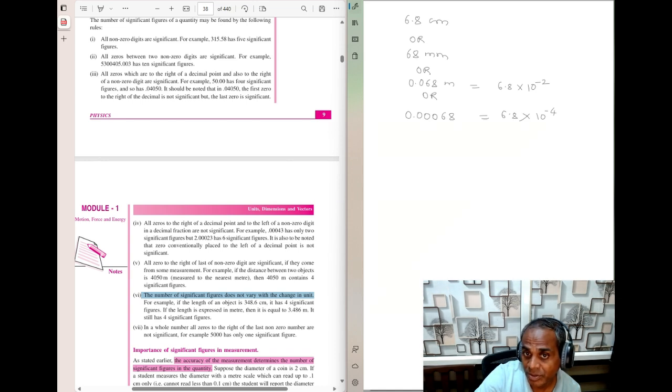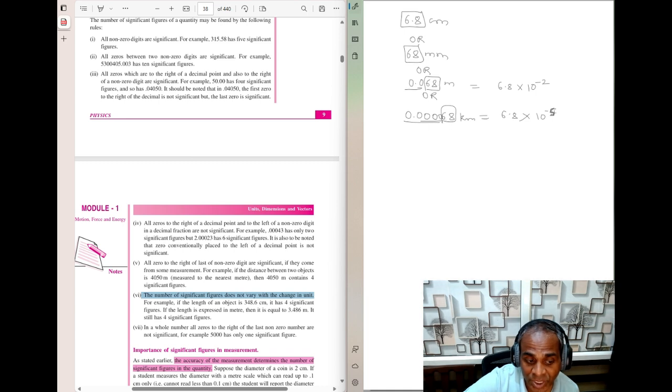4. We'll have one more zero here, so it will be minus 5. 6.8, if I put the decimal here, 1, 2, 3, 4, 5. Yeah, 6.8 into this is kilometer. So in all these cases, we have two significant digits. These two are non-significant, so again two significant digits. These are all non-significant, so again two significant digits. So rule number 6 says the number of significant figures does not vary with the change in unit.